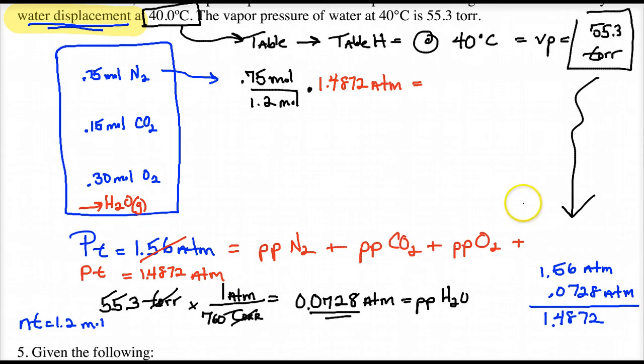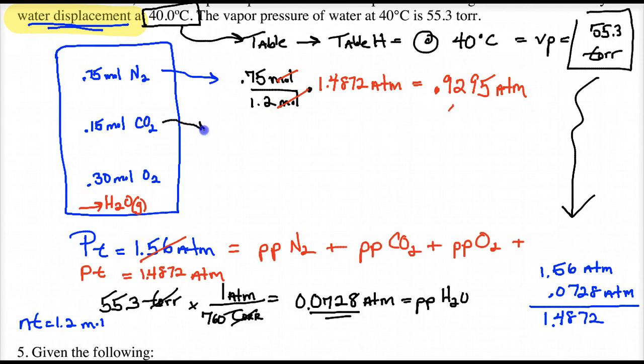Okay, and I get, oops, got a doohickey there, sorry. I get 0.9295 atm. Moles cancel.